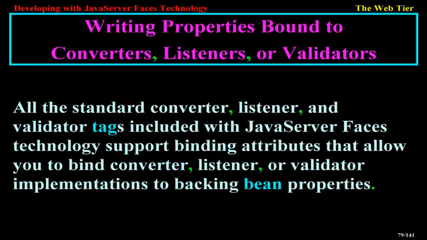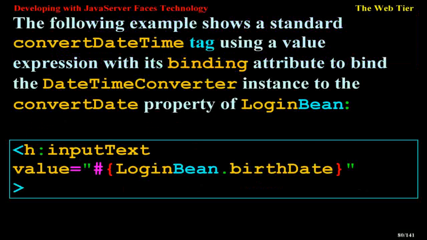Writing properties bound to converters, listeners, or validators. All the standard converter, listener, and validator tags included with JavaServer Faces technology support binding attributes that allow you to bind converter, listener, or validator implementations to backing bean properties. The following example shows a standard convertDateTime tag using a value expression with its binding attribute to bind the DateTimeConverter instance to the convertDate property of LoginBean.